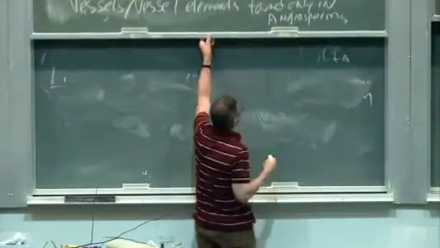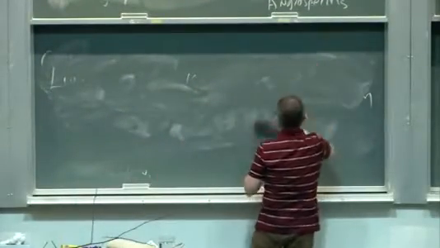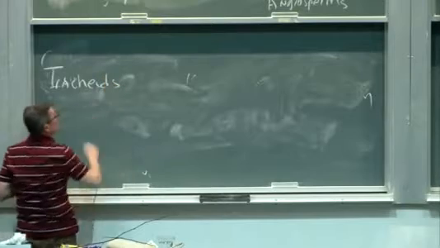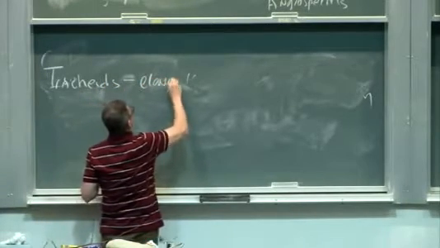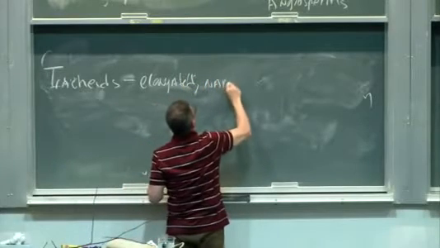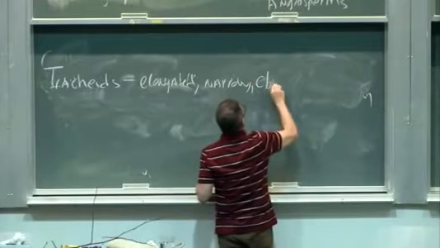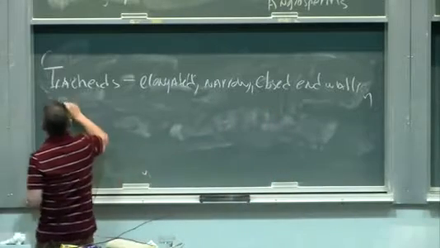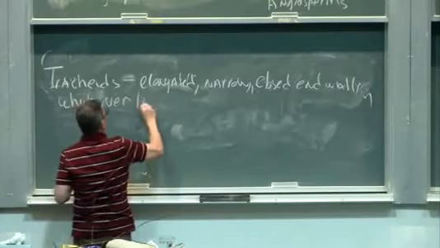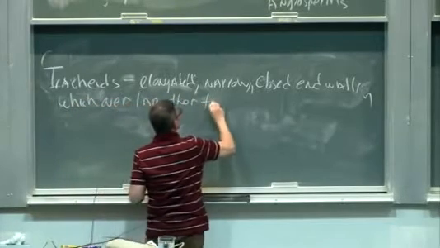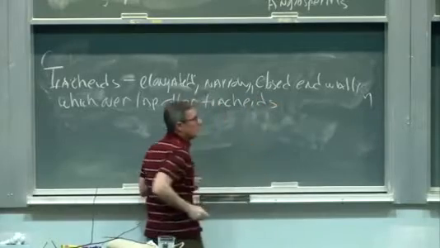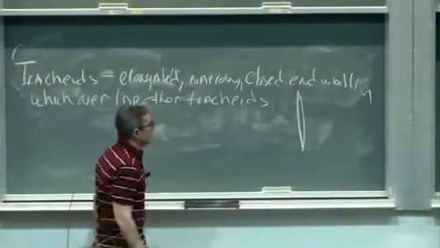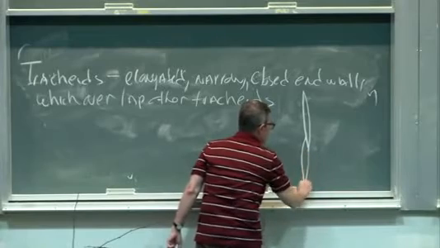So let's look at each of these two cell types which make up the vessels and the tracheids. And let's first begin with the tracheids. These are elongated cells, narrow, closed end walls. And that's important. You'll see why in a moment. Closed end walls which overlap other tracheids. So let's just draw one of these on here. Here is a tracheid, a long, narrow cell, and we said that it overlaps another tracheid down below.